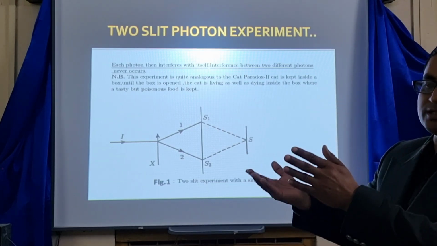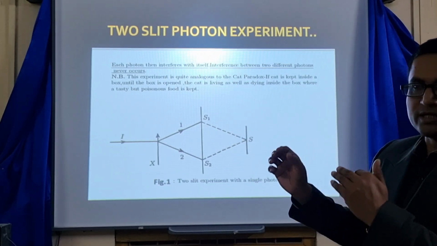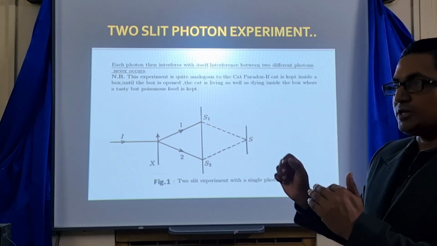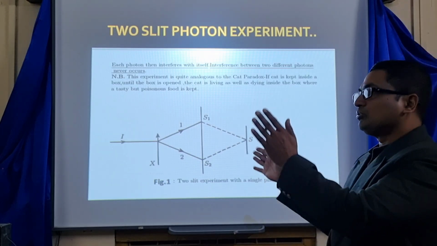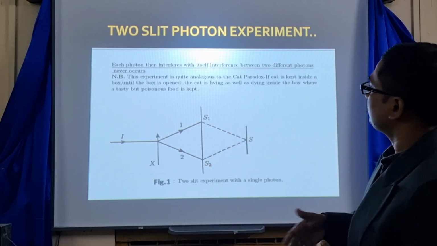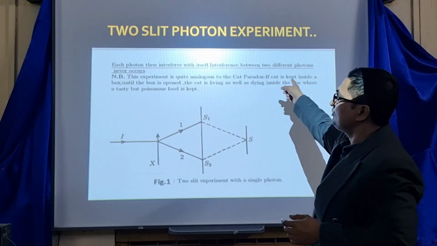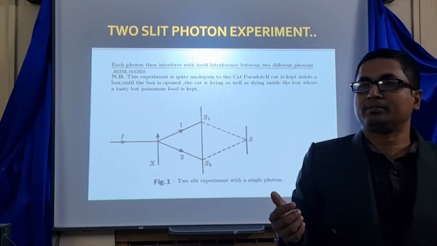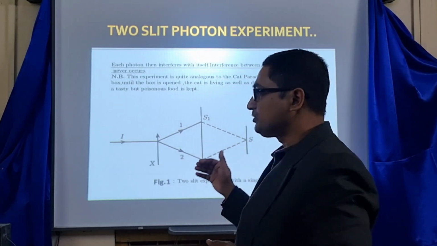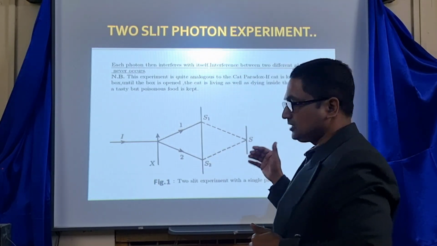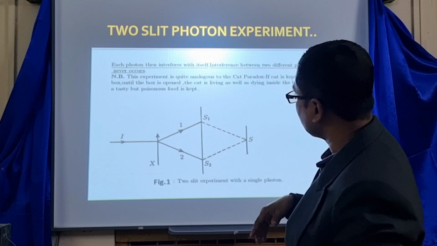Both states are represented by two functions, say psi1 and psi2, and these psi1 and psi2 will interfere, and ultimately we will get the photon on the screen. The important thing is that interference between two different photons never occurs in quantum mechanics, because we don't take intensities in quantum mechanics, we take probabilities.